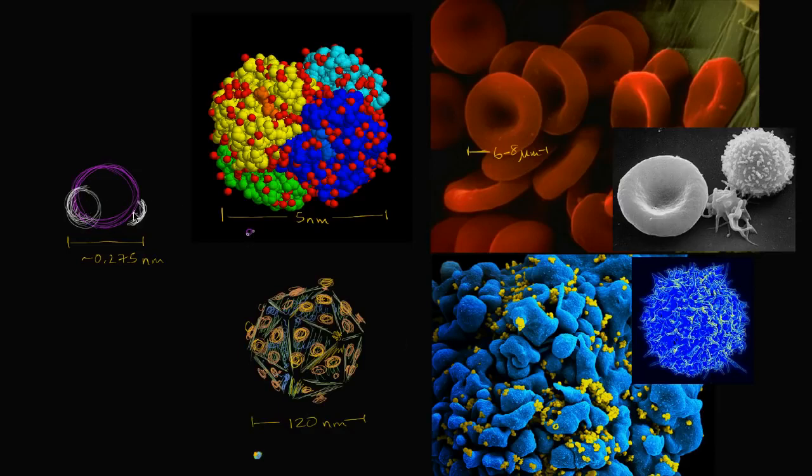And so at this scale, this is my little rendering, my drawing of a water molecule. You have the oxygen atom over here in this purplish color, and then you have two hydrogen atoms bonded to it. And this is going to be roughly 0.275 nanometers. And just to remind ourselves, a nanometer is a billionth of a meter.